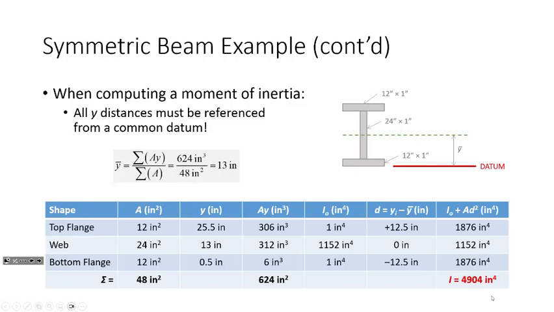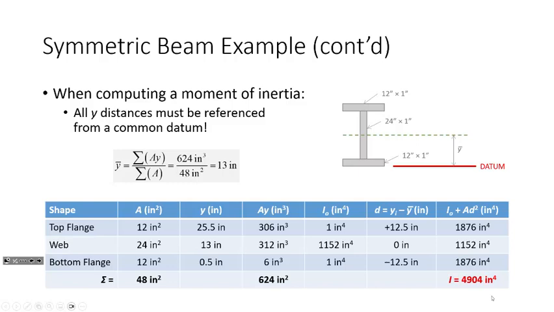So the first thing that we do is compute the area of the cross-section. I'm taking the top flange, the web, and the bottom flange, and for each of these shapes, I'm asking what's the area. So this is 12 by 1, which is 12, 24 by 1, 24, 12 by 1, which is 12. So 12, 24, 12, the sum of that is 48 square inches.